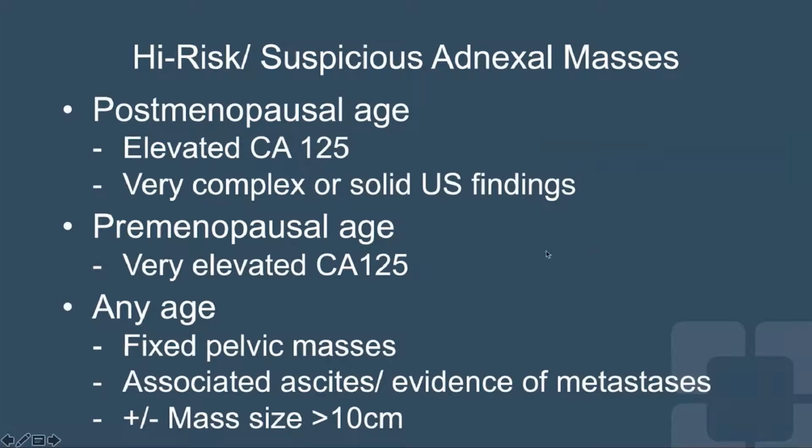High risk has an elevated CA125, complex findings. In the premenopausal woman, very elevated CA125. In any age, a fixed pelvic mass associated with ascites or evidence of metastasis, obviously, plus or minus certainly a mass greater than 10 centimeters.